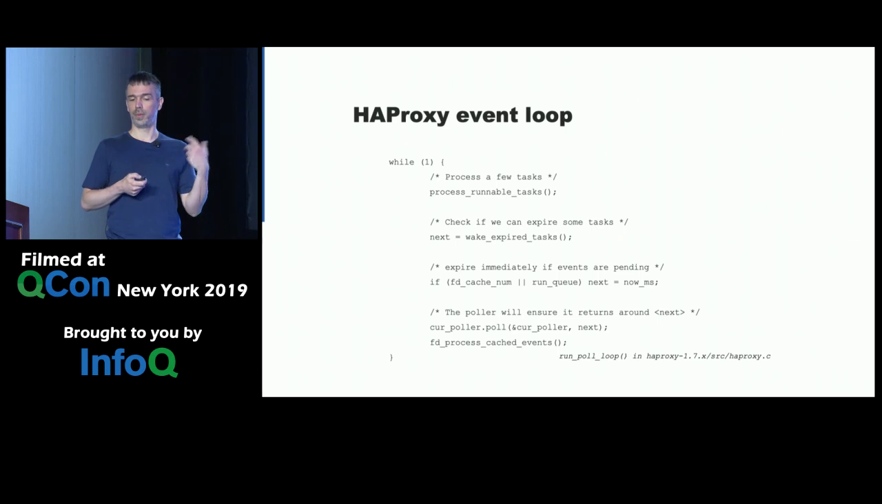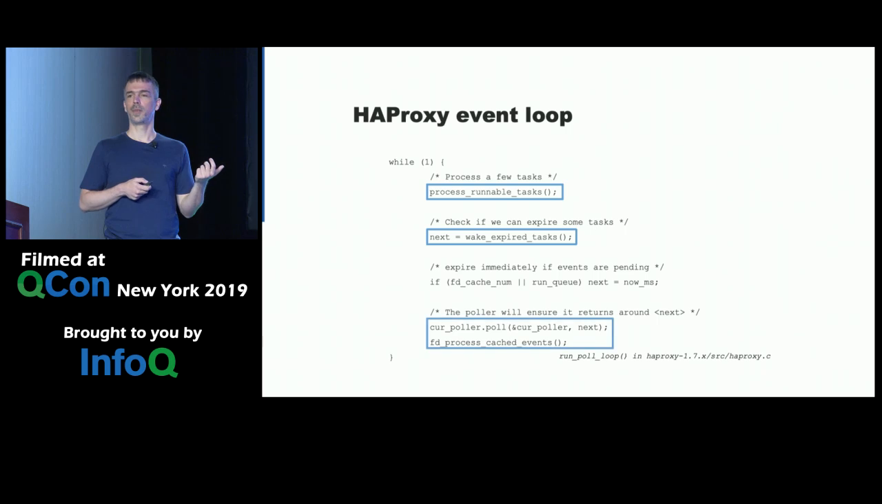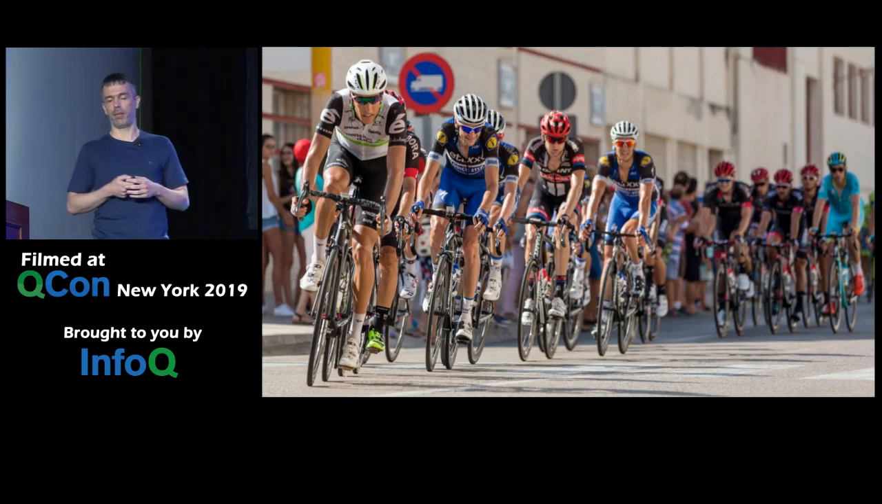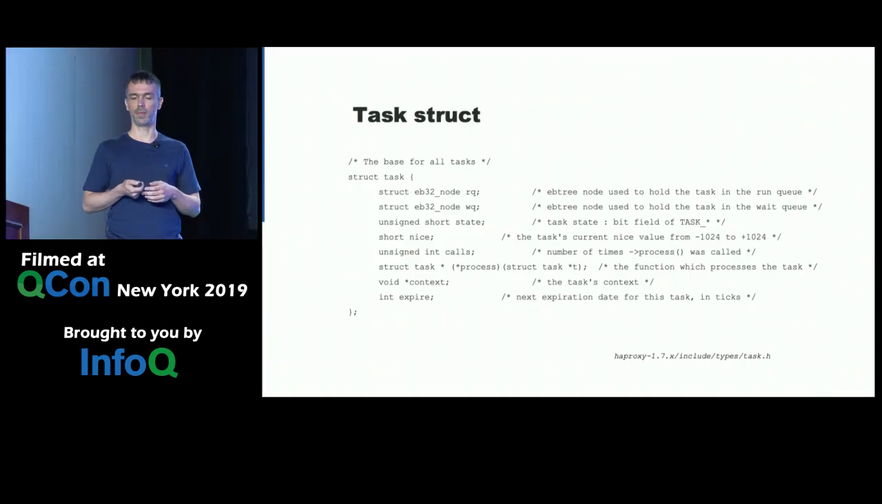HAProxy's event loop, this was a diagram of it, does exactly the same thing, and this is almost the same code that you will find. I've just redacted it for readability a bit. We have the function that runs the active tasks. We have the part that wakes up any tasks from the wait queue that need to run next. And then we have the part that takes care of network connections. And that's it.